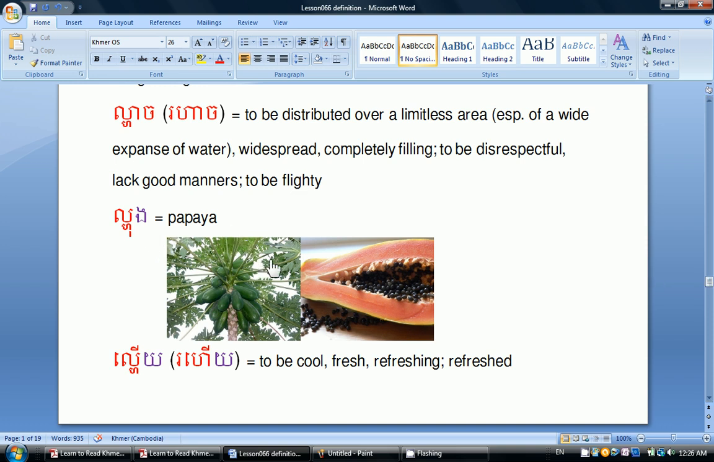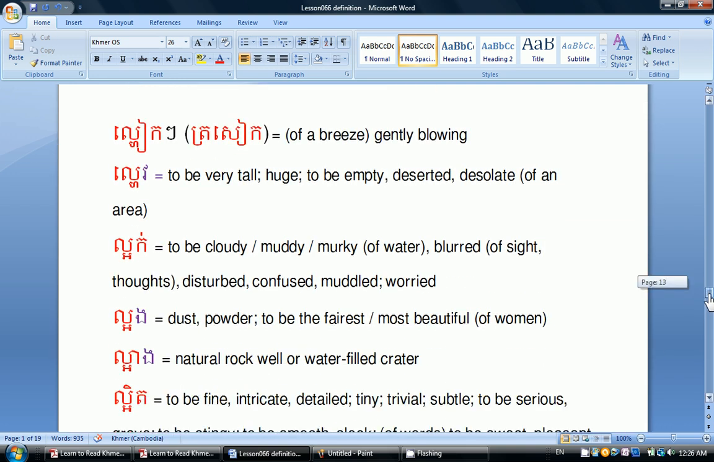Lahang means papaya. Here's a picture of a papaya. Lahai is also used for speaking. The correct way of saying or writing is rohai, which means to be cool, fresh, refreshing, or refreshed. Lahir, once again, is used for speaking. The correct saying is trosia, which is inside this parenthesis here, and means of a breeze gently blowing.